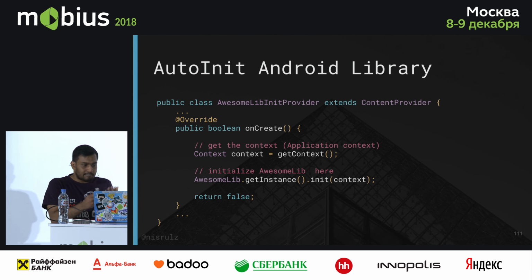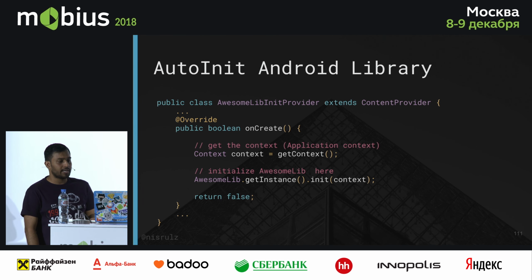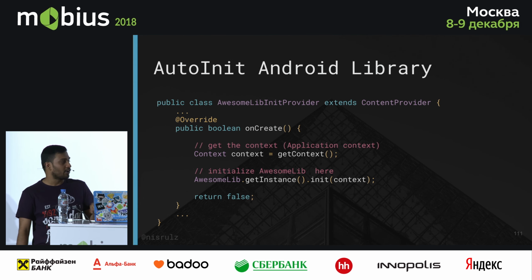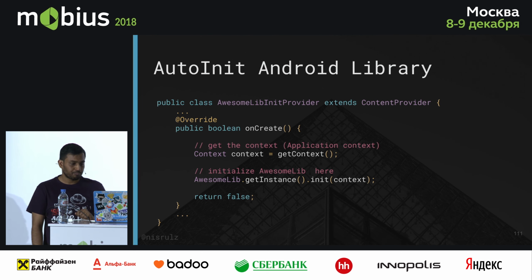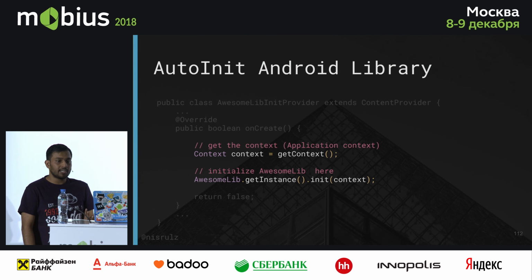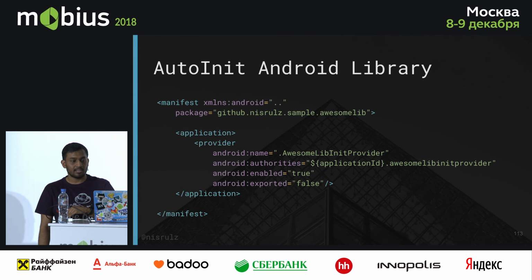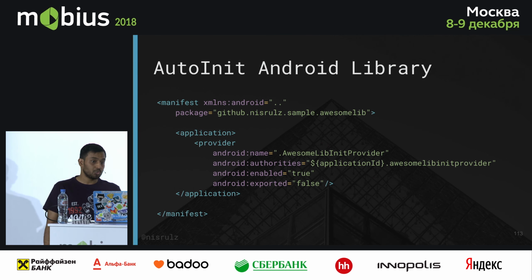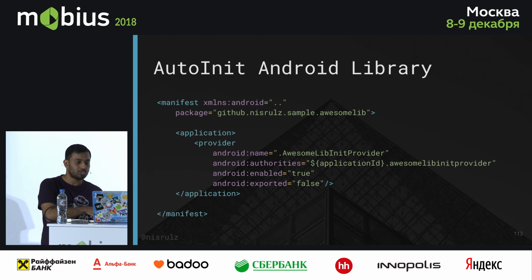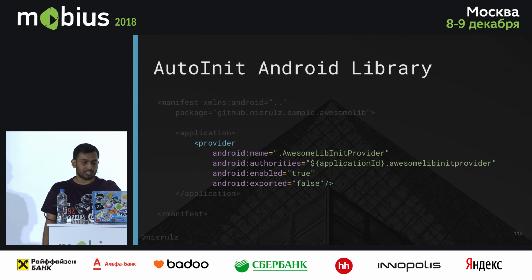I exactly replicated the way that they were doing it. I created the AwesomeLibInitProvider, and I extended from ContentProvider. In the onCreate, I got the context, and I initialized my awesome library. Now, when I do that, that is where I get the context. But in my manifest file, I have to go and put in the provider too, because that's what it understands, right? It needs to go through the merger phase and put it back into the application. So I put the provider section here.